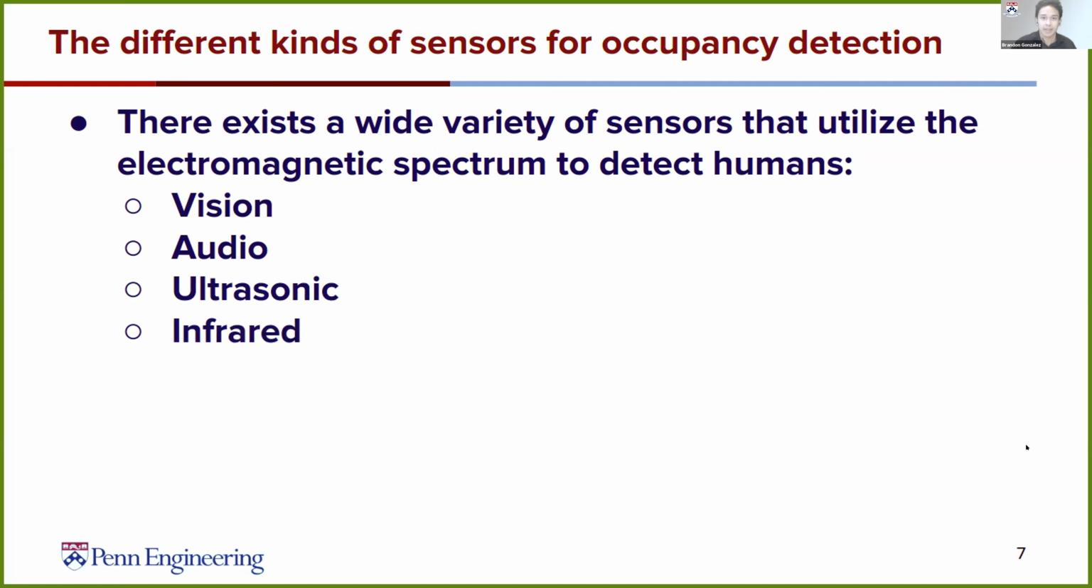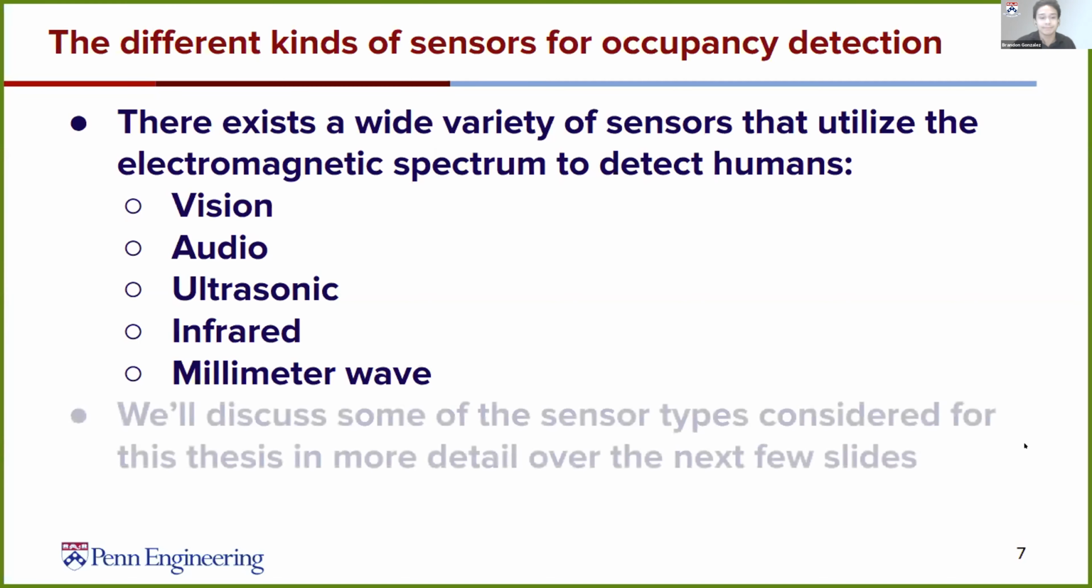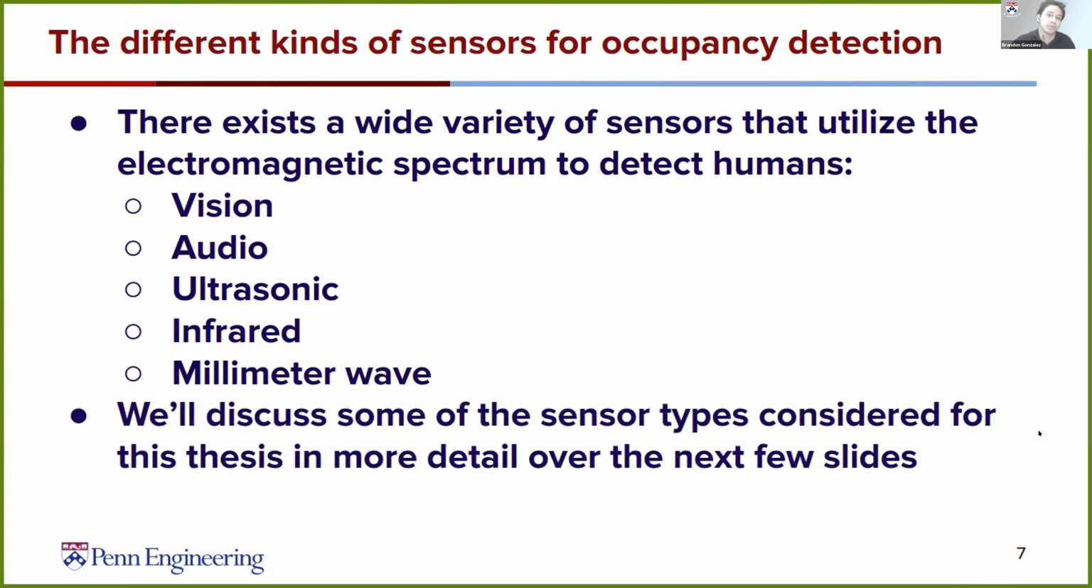Infrared sensors look at the heat signature of the environment and detect whether someone is present based on an alteration in that heat signature. And millimeter wave sensors also send out pulses, and then look for reflections based on whether there's someone in the environment. And of course, there are lots of other kinds of sensors you can use, but these are just a few that come to mind. For this thesis, we pick a subset of these sensors to explore. So in the next few slides, we'll discuss a few of the sensors that we use specifically.